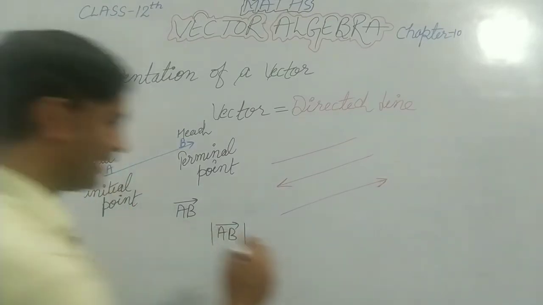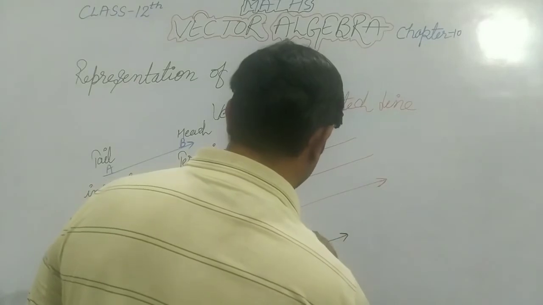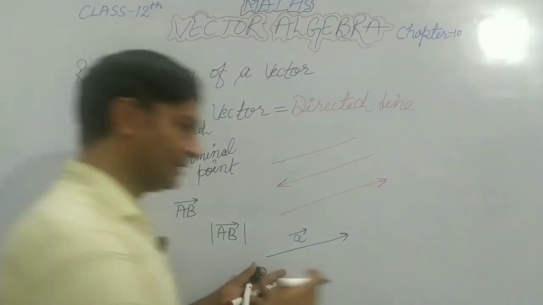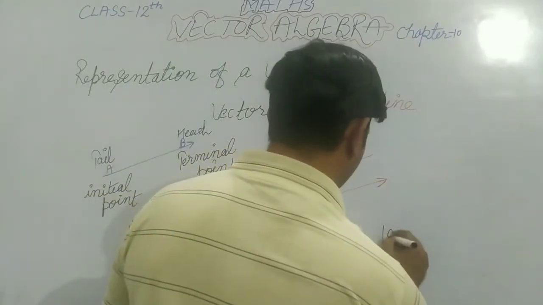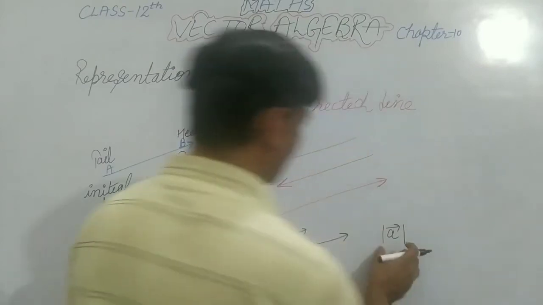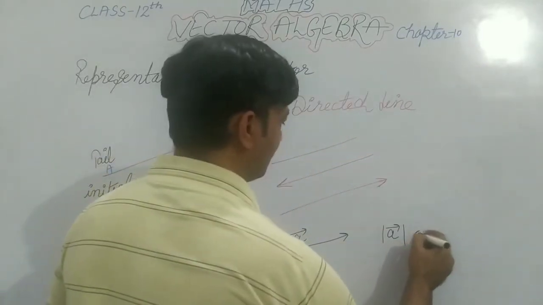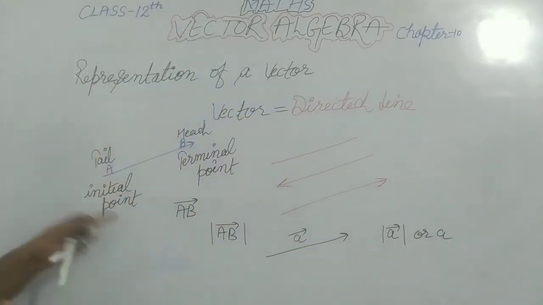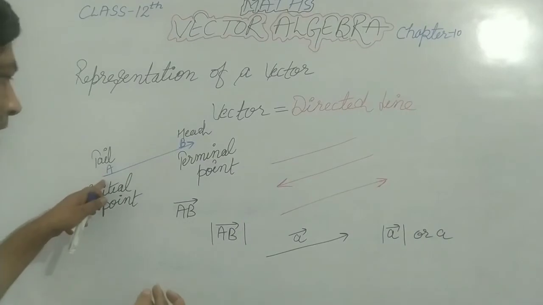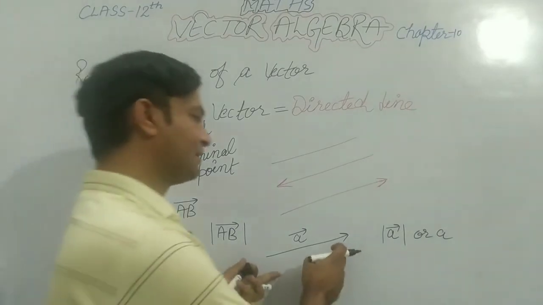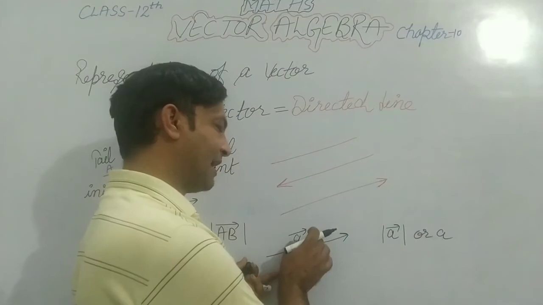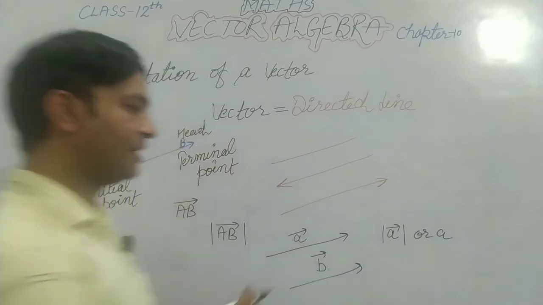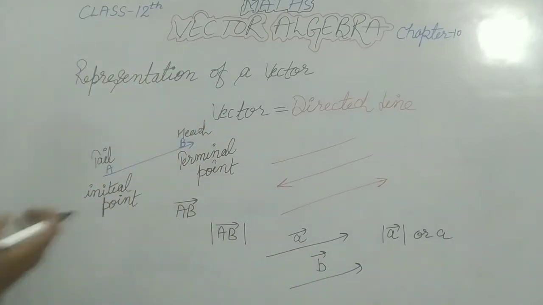If we represent a directed line by a single letter A, we can write the modulus of vector A, or only A as well. So these are the representations of a vector, head to tail and tail to head, and we can denote a vector by a single letter as well, as a B vector. We can denote it by a single small letter as well.